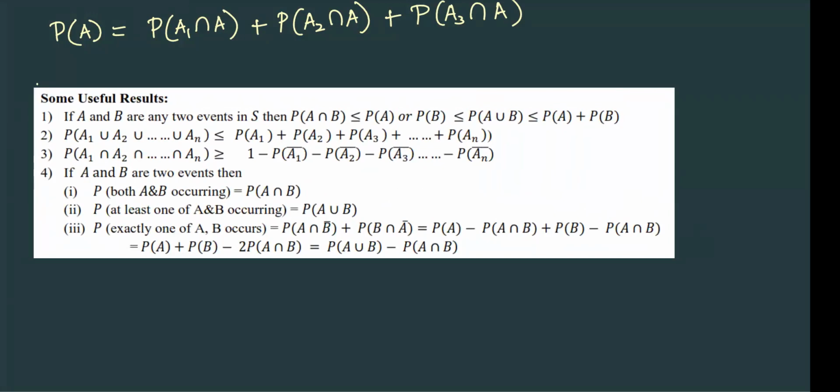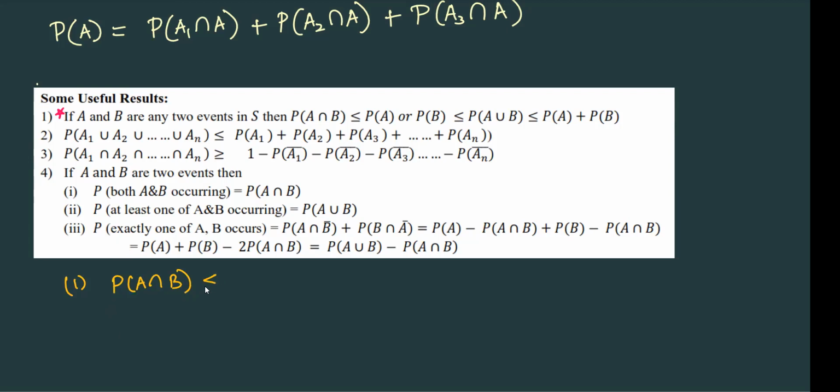First one is an extremely important inequality. If A and B are two events in S, then P of A intersection B is less than or equal to P of A or P of B, and each of them is less than or equal to P of A union B, and this is less than or equal to P of A plus P of B. Very, very important result. We will explain this with the diagram.